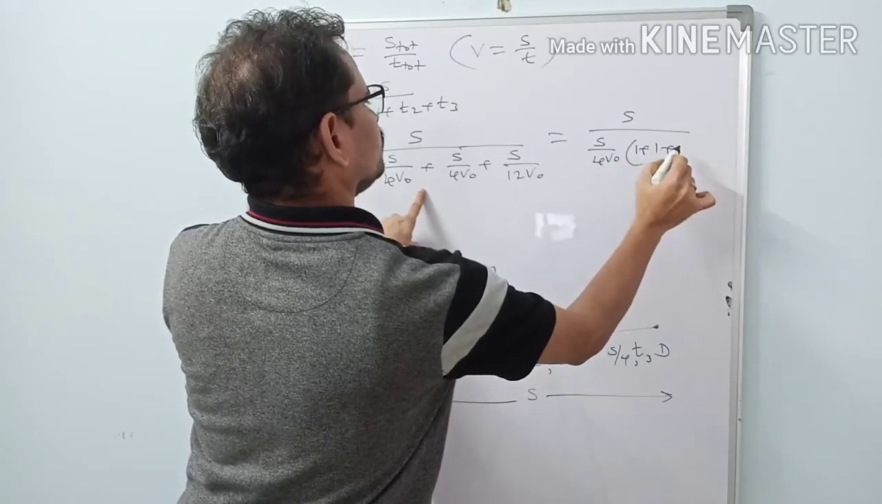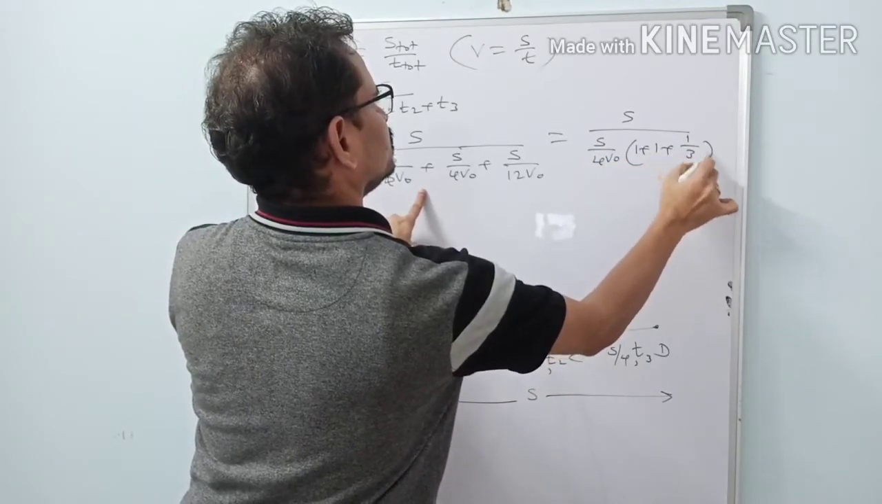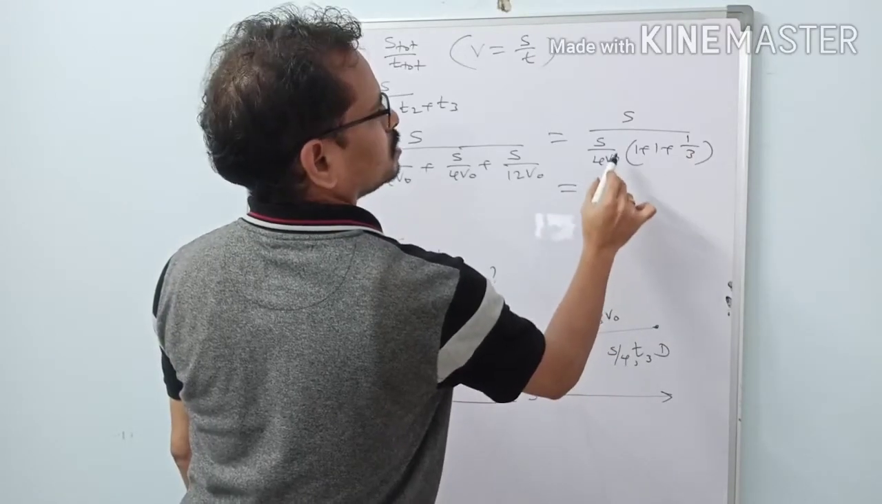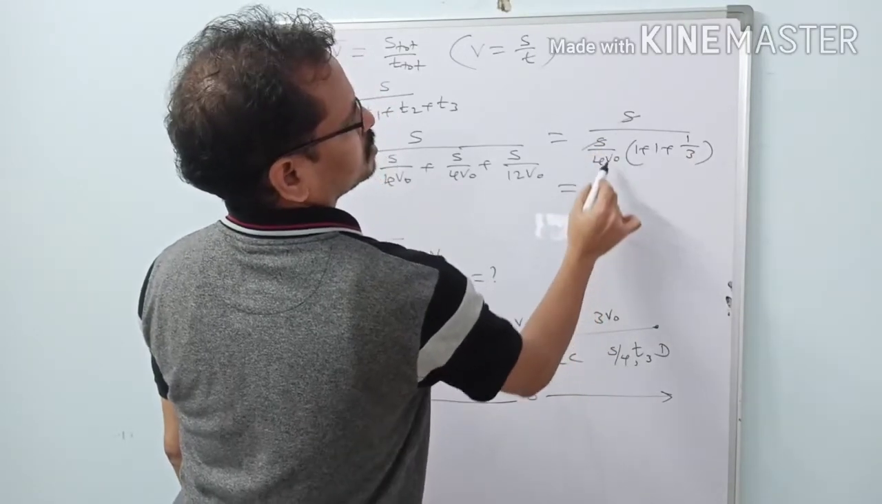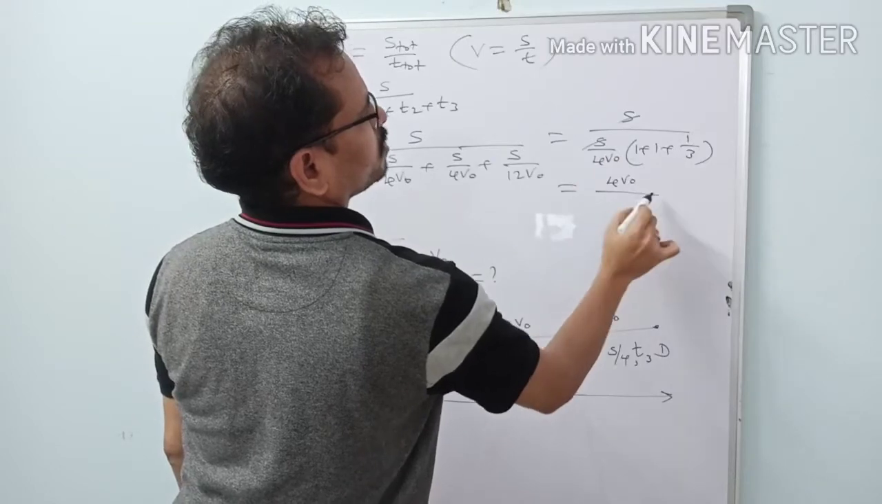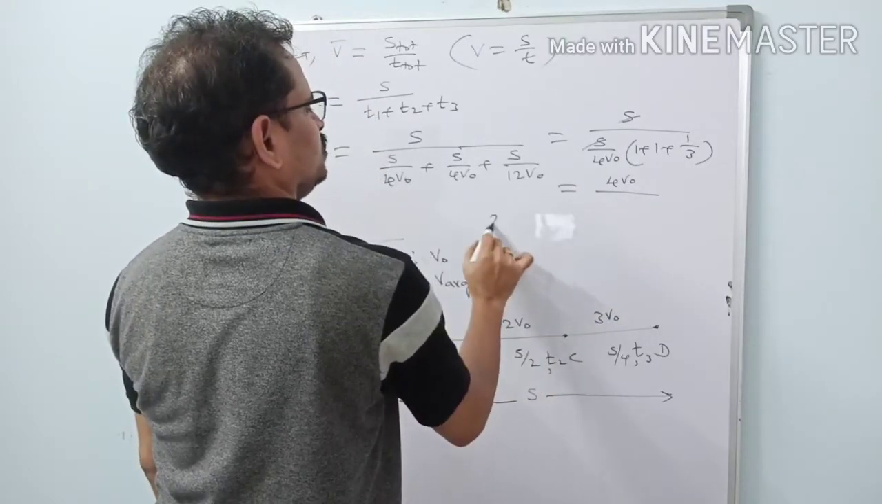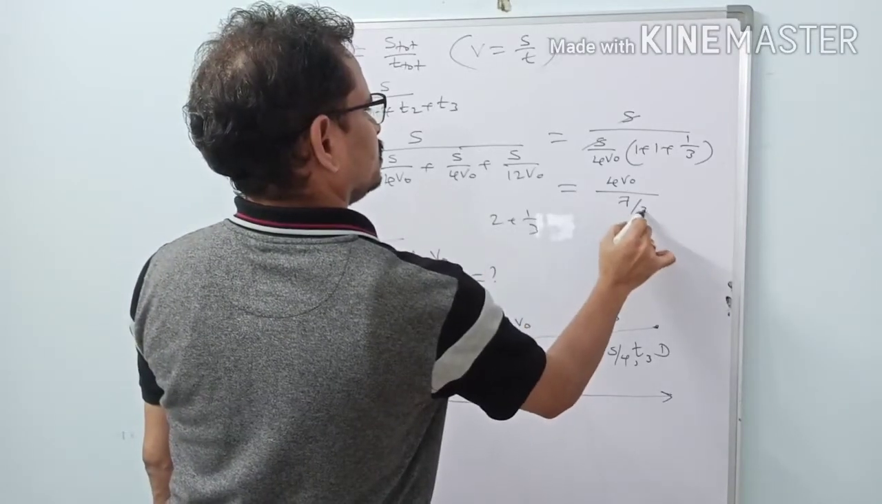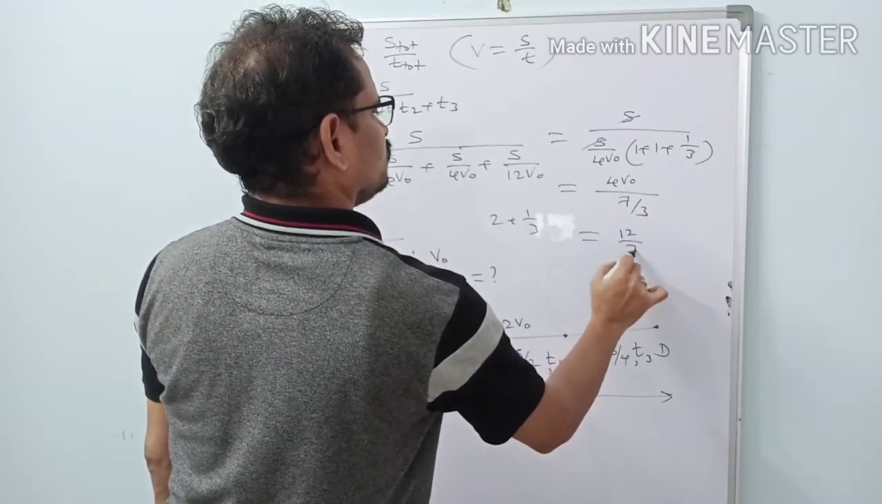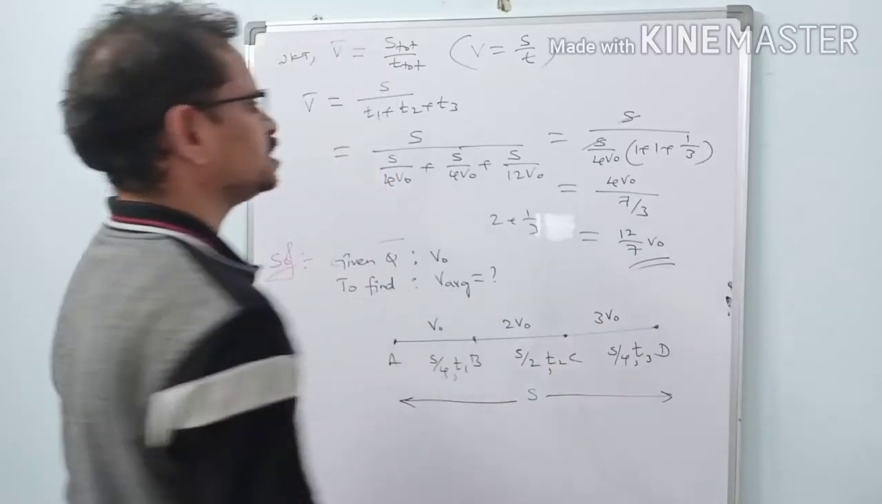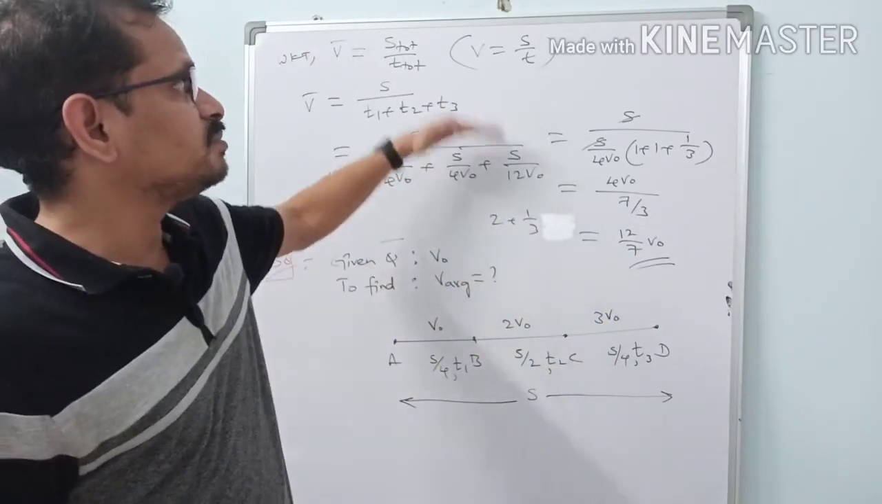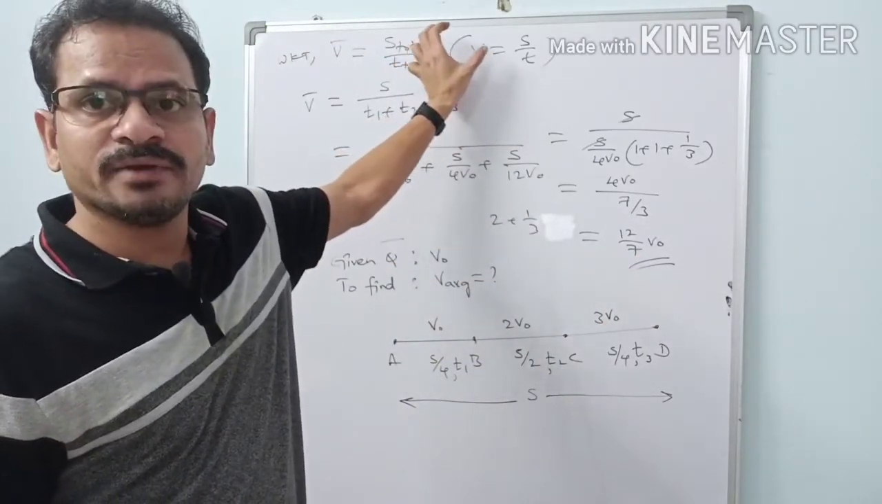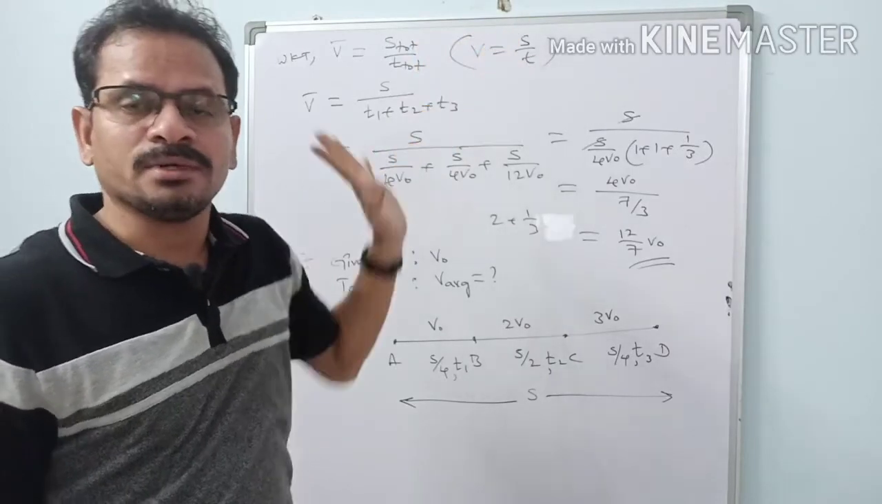1 plus 1 plus 1 by 3. So this is equal to, S cancels here. So this one goes up, 4 v0 by, so 2 plus 2 by 3. What is 2 plus 1 by 3? 7 by 3. So this is equal to 12 by 7 v0. Simple. So it is a simple problem. So average velocity equals total displacement by total time.